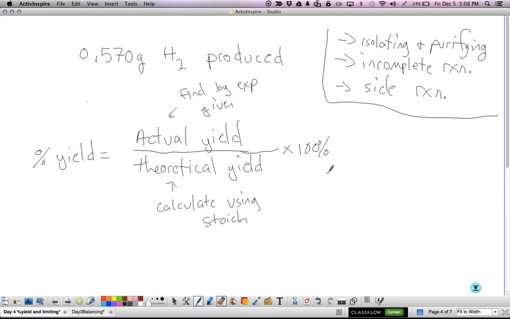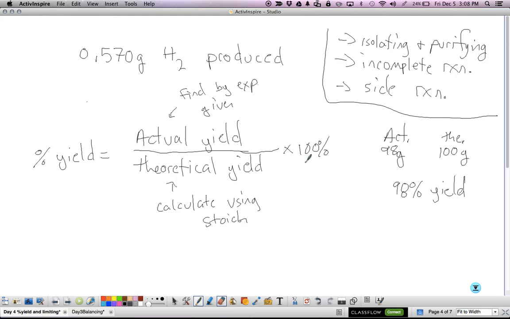One of the things that people get a little confused about is percent yield and percent error. They are not the same thing. For example, let's say that you had a reaction that was supposed to make 100 grams of something, and you only made 98 grams. So this is the theoretical yield, here's the actual yield. It's pretty easy to see from this that if I take 98 grams divided by 100 grams times 100%, I get 98% yield.